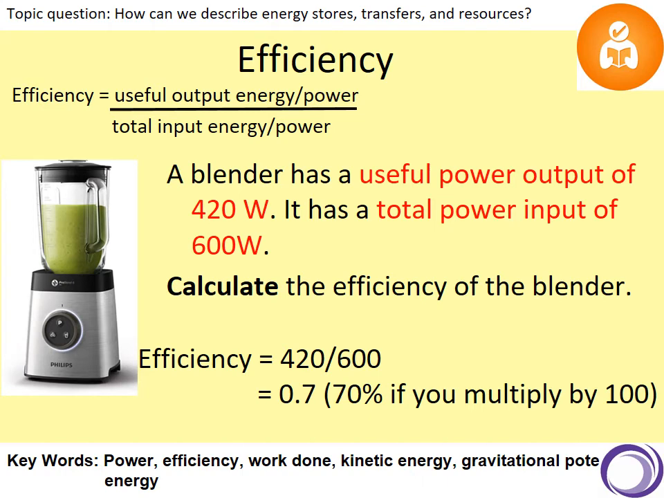If you wanted to put it into a percentage, then I would multiply that decimal by 100 to get 70%. So that's something to think about if the question asks you to put it as a percentage. If it doesn't specify, then you can do either.